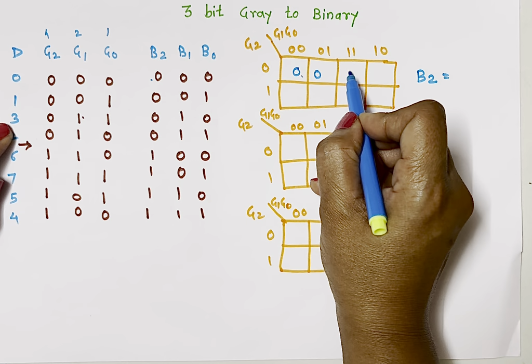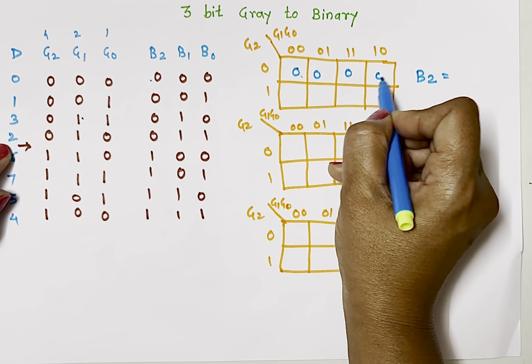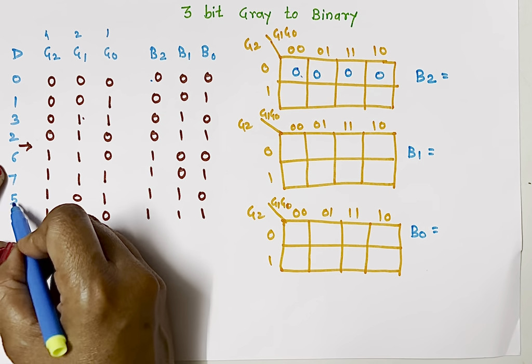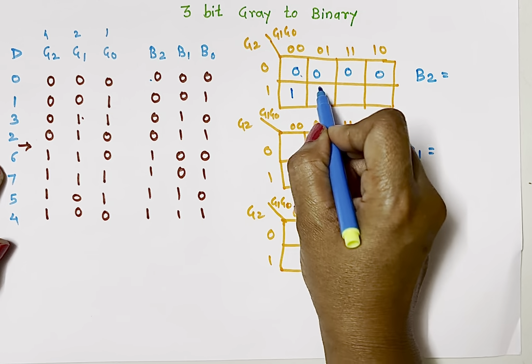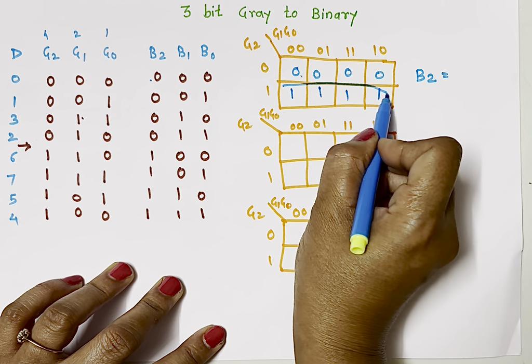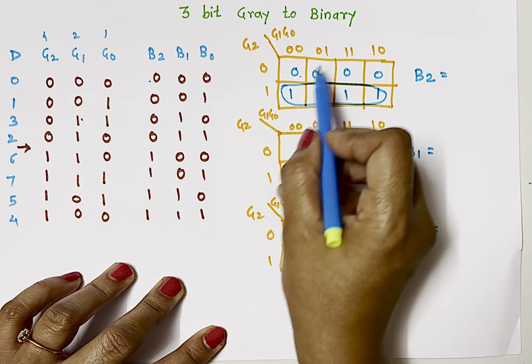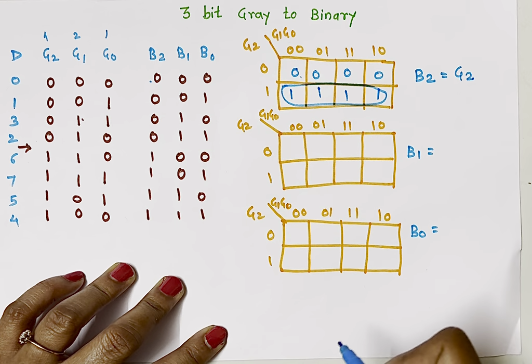For 3, 0. For 2, 0. For 4, 5, 6 and 7 it is 1. So what can I do? I can make one group and here nothing is common. Here it is G2. So B2 is equal to G2.